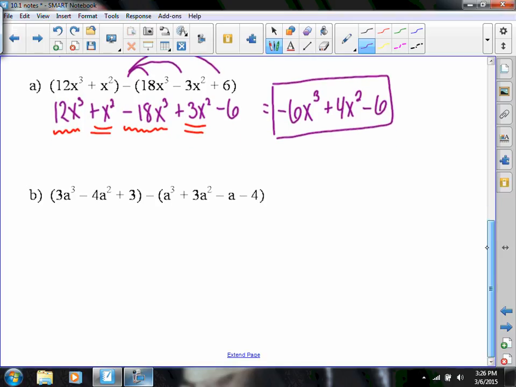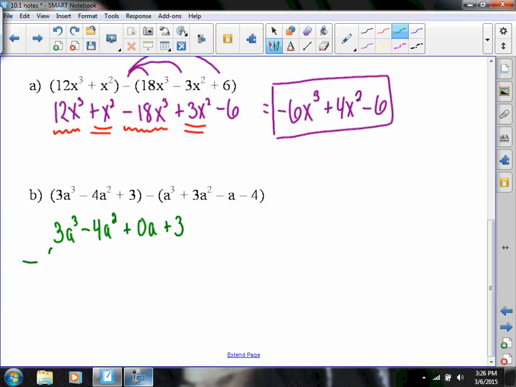Okay, for part B now, I'll do the vertical method. So my first polynomial has 3 terms, so it's a trinomial. So I have 3a to the third minus 4a squared. Now, since I'm doing the vertical form, I'm going to add in a placeholder here. I'm going to put plus 0a and then plus 3. That way I have all my terms in descending order, and I've got this plus 0a as the placeholder for the a term that this polynomial didn't have.